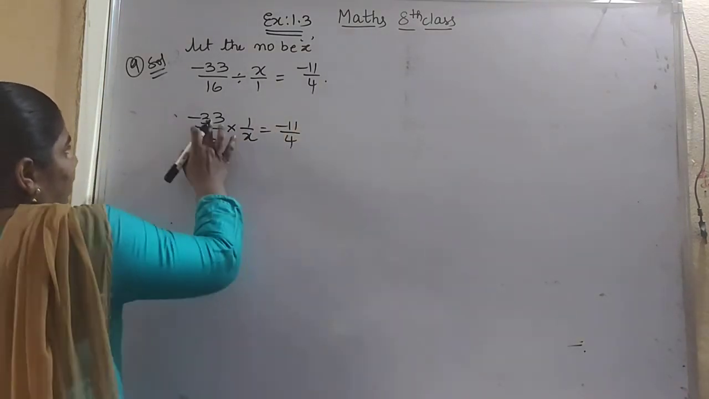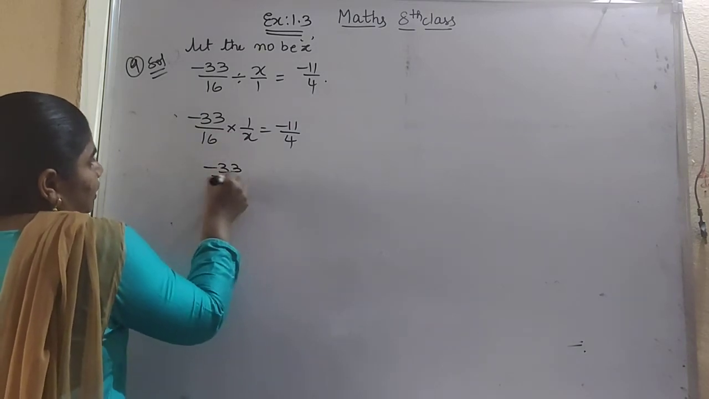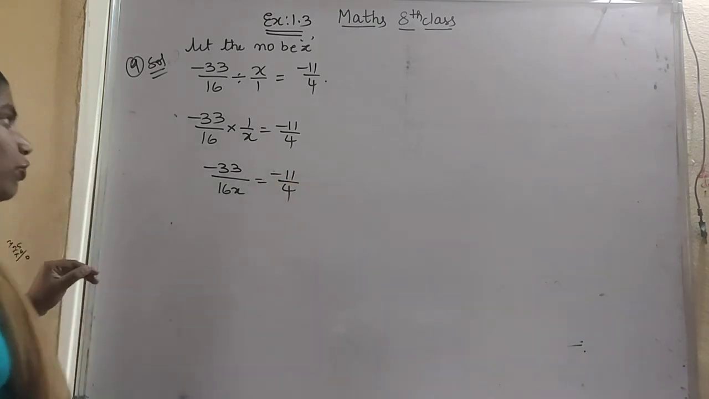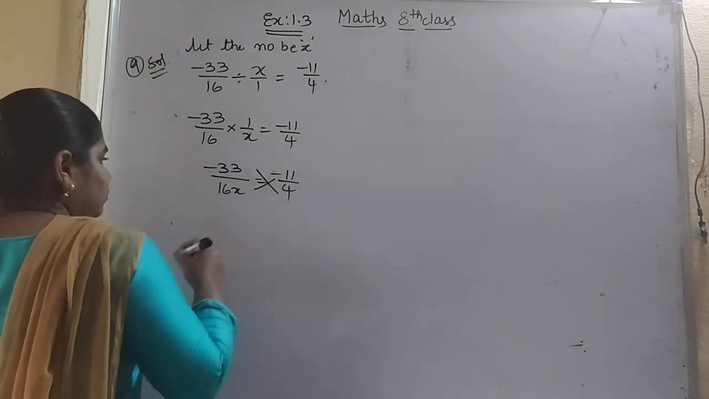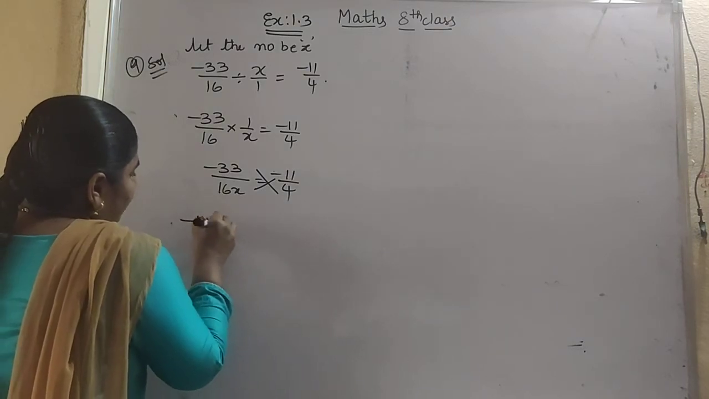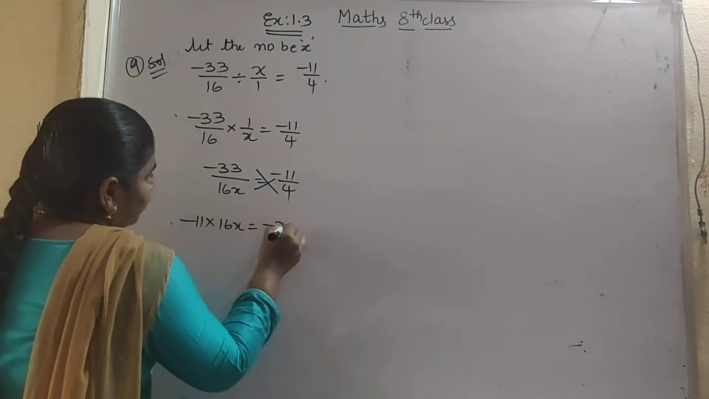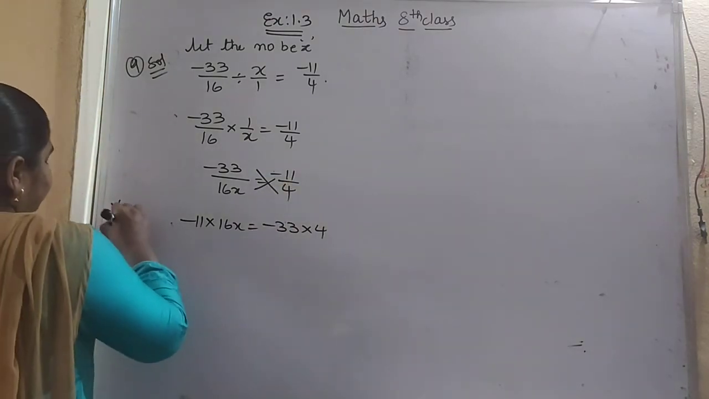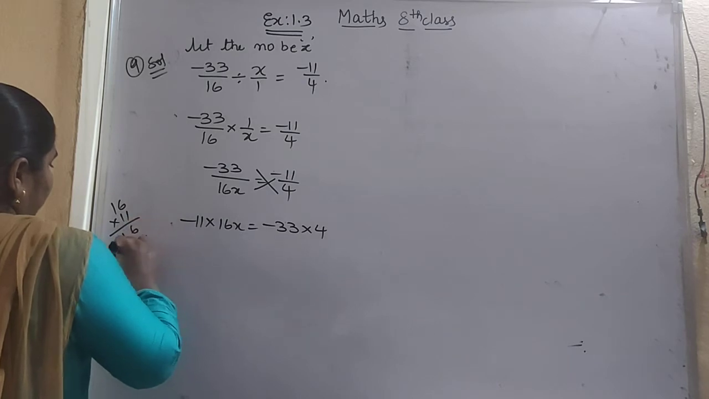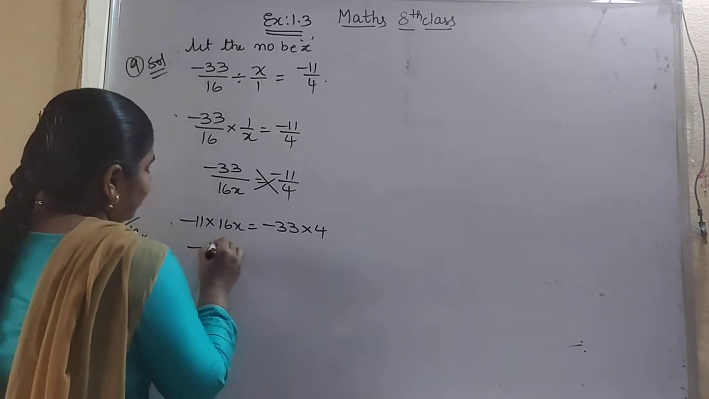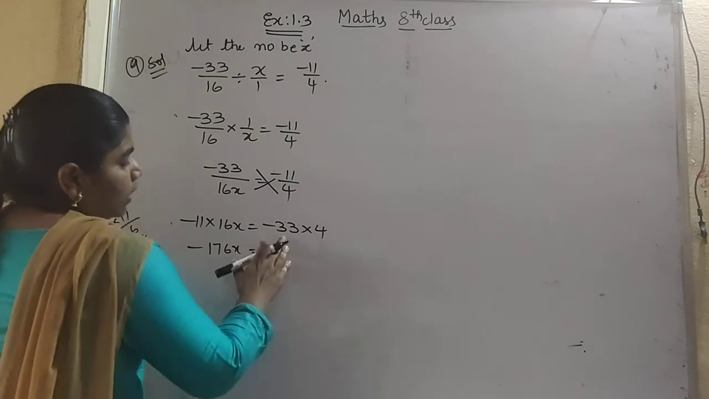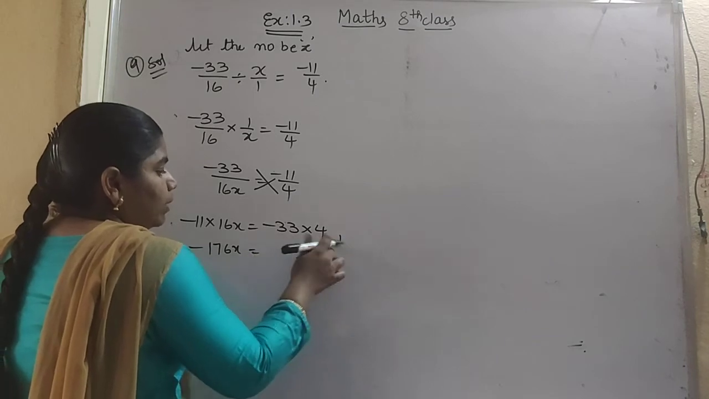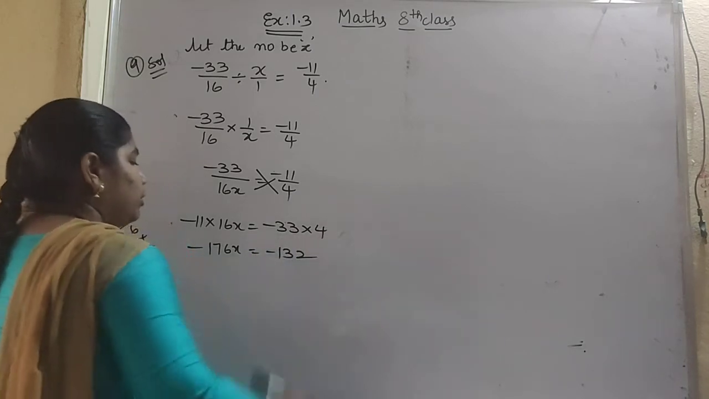Now you can multiply. Minus 33 into 1 will be minus 33, and 16 into x will be 16x, equal to minus 11 by 4. Cross multiply this. That will be minus 11 into 16x is equal to minus 33 into 4. Now 11 sixteens are 176, so minus 176x is equal to 33 fours are, 4 threes are 12, 12 plus 1 is 13, so minus 132 you got.